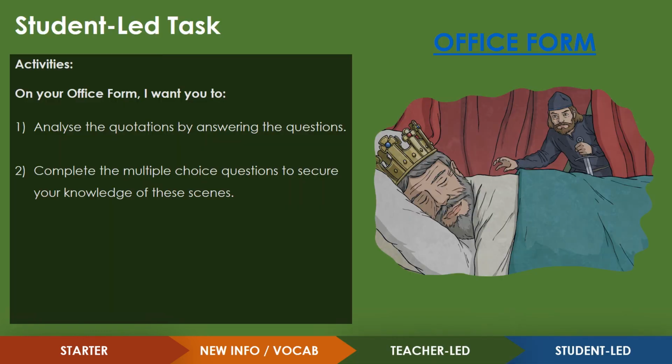Okay guys, so on your office form, I want you to first analyse the quotations by answering the questions, then complete the multiple choice questions to secure your knowledge of these scenes. So please ensure your answers are in full sentences. This activity should take no more than 30 minutes.